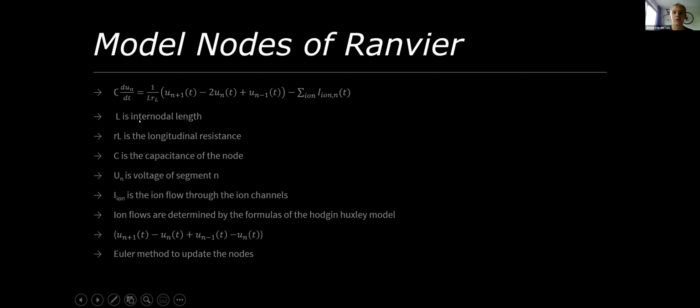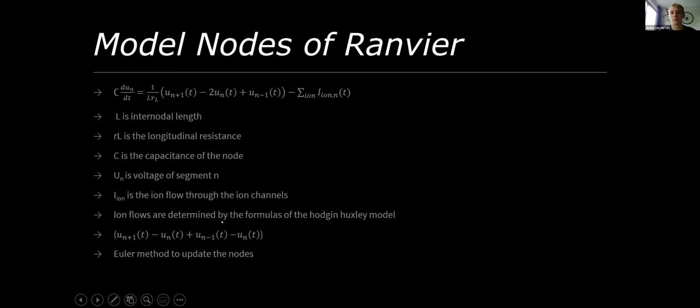L in this formula is the internodal length, so the length of the nodes and the myelin part segments. RL is the longitudinal resistance. This is the resistance that the current faces when it propagates through the axon per length. C is the capacitance of a node or myelin part. UN is the voltage of segment N. So UN plus 1 is the voltage of the next segment, and UN minus 1 is the voltage of the previous segment. Ion is the ion flow through the ion channels, so the sodium, potassium, and leak current.